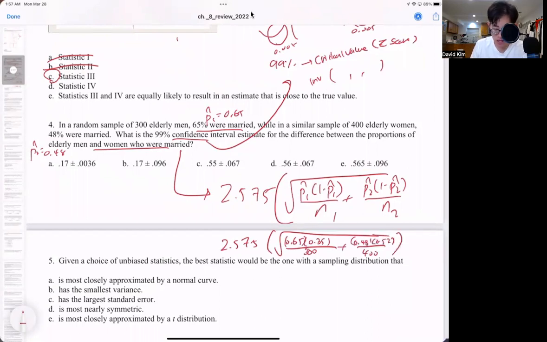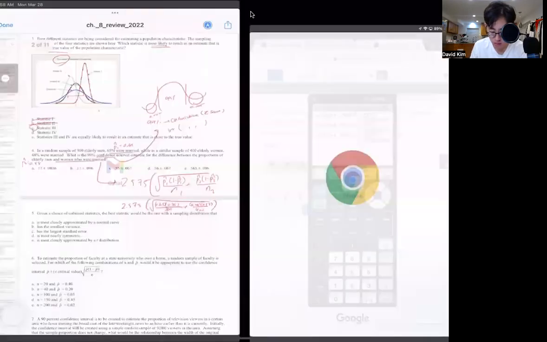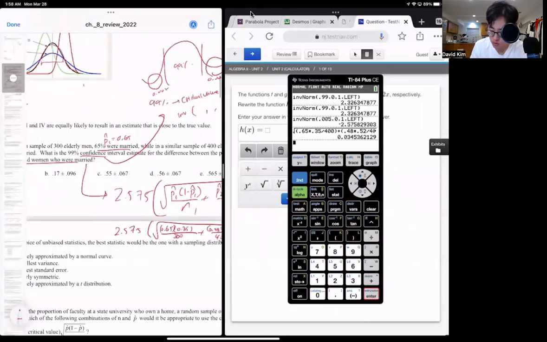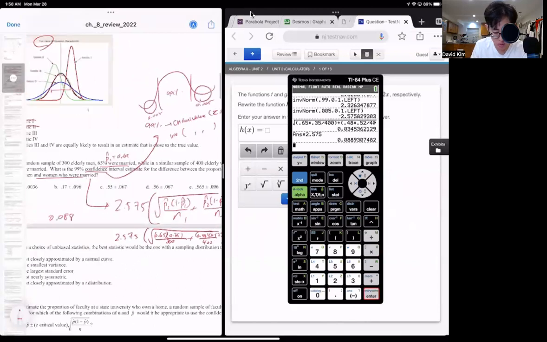So I'm going to put all of that into the calculator here, and we are going to find out our margin of error. Square root of 0.65 times 0.35 divided by 400, I'm going to put in one parenthesis, plus 0.48 times 0.52 divided by 400. And you're going to get 0.034. Then you multiply that by 2.575, the critical value.